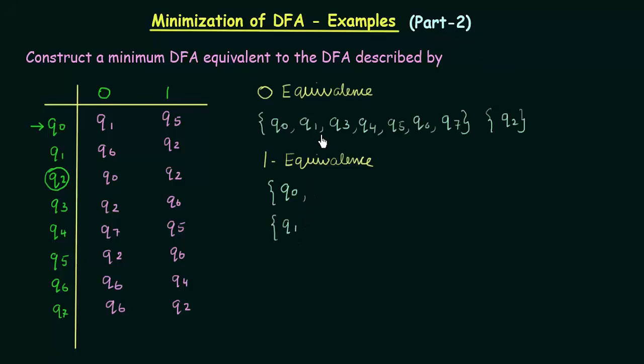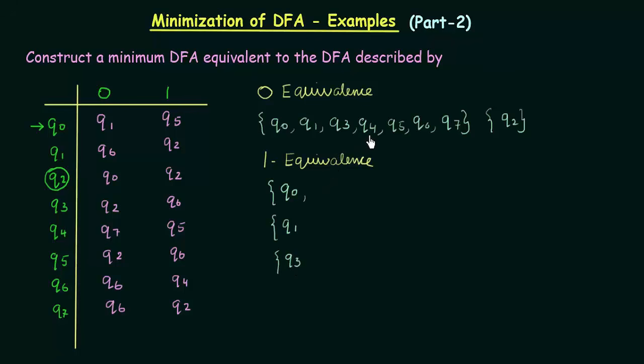Now let me check Q3. So Q3 and Q0, on getting input 0, where do they go? They go to Q1 and Q2. Q1 is in this set and Q2 is in another set. So it is clear from the first step itself that Q0 and Q3 are not 1 equivalent. Now let me check if Q1 and Q3 are 1 equivalent. Q1 and Q3 on getting input 0, they go to Q6 and Q2. Q6 is in this set, Q2 is in another set. Again, Q3 and Q1 cannot be 1 equivalent. So I have to make a separate set for Q3 also.